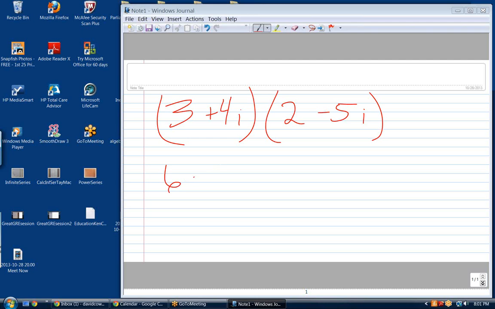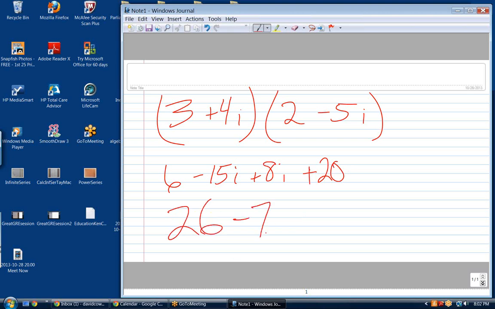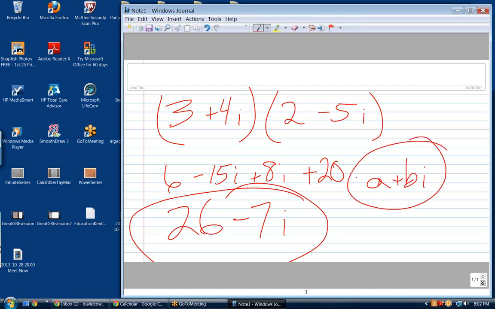If I say multiply them, what is the answer? 6 minus 15I plus 8I minus 20, or plus 20. Good. So that becomes 26 minus 7I. You always kind of want to put your answer in A plus BI format, even if it's a fraction.